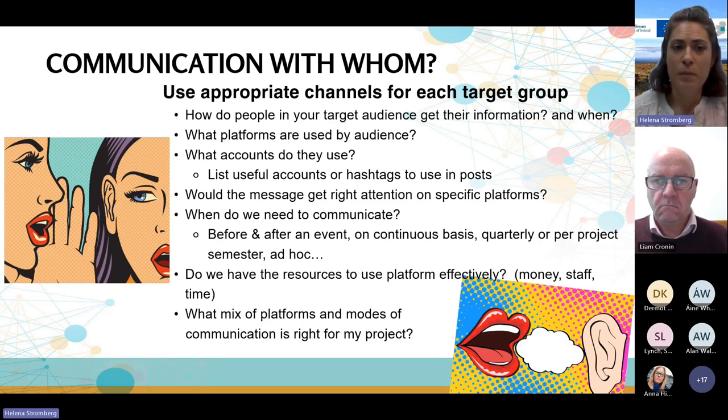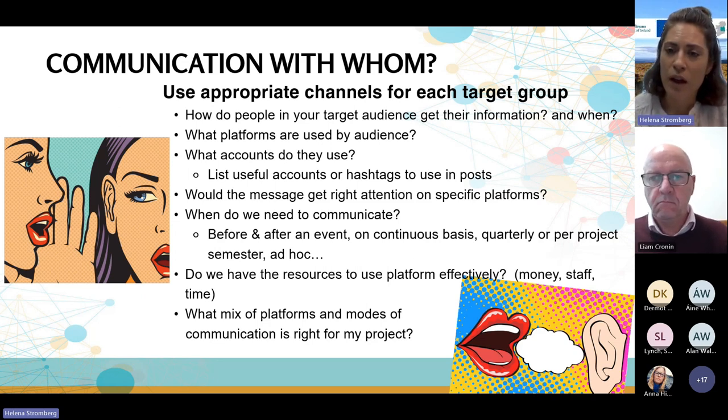Would the message get the right attention on a specific platform? Or would that message perhaps get lost or be muddled within the other content that exists on that platform? So just do consider that when you're thinking of where to put your messages. When do we need to communicate? Is that around an event, or do you want to have a continuous engagement with your audience? Do we have internally the resources to use a platform effectively?